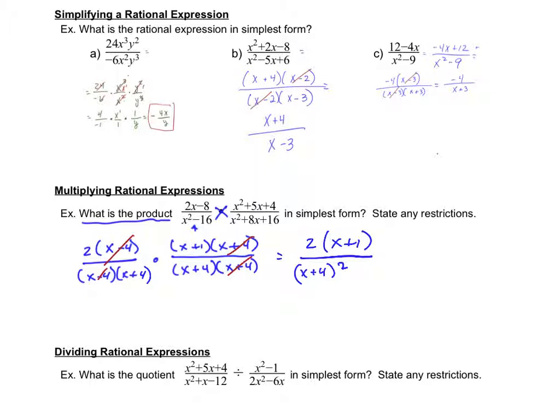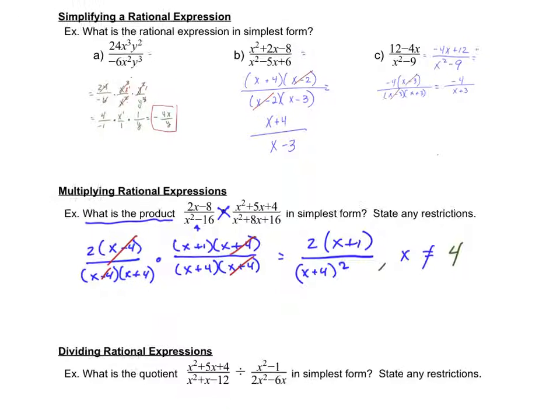Are there any restrictions? Restrictions mean what can x not equal? Well, if you look over here, we eliminated this expression right here, and that is x minus 4. That tells me that if x is 4, the term would become undefined because my denominator would be 0, and that's unacceptable. So x cannot equal 4. And we also know that x can't equal negative 4, but that expression is still available to you.